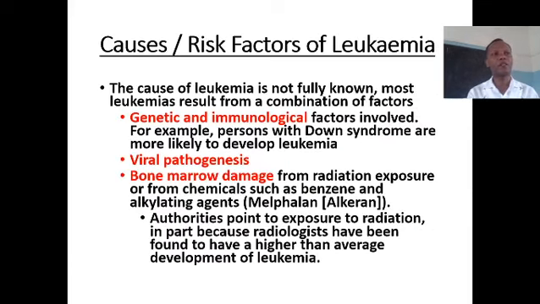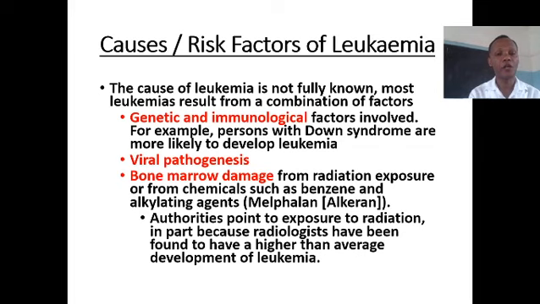The causes and the risk factors. Remember, dear learners, the cause is not known, but there are risk factors for the development of leukemia. The causes of leukemia are not fully known, and most leukemias result from a combination of risk factors. One is genetic and immunological factors. For example, a person with Down syndrome is more likely to develop leukemia.